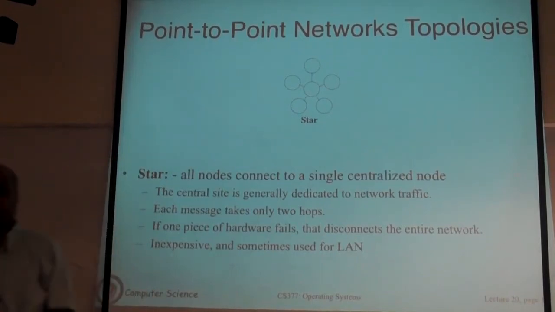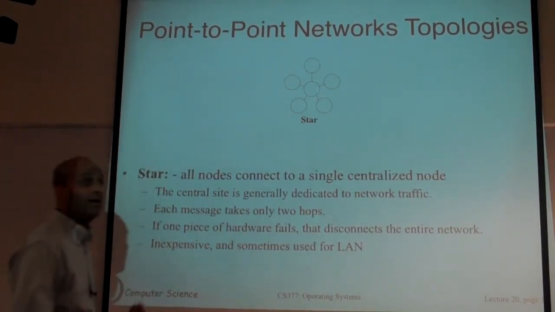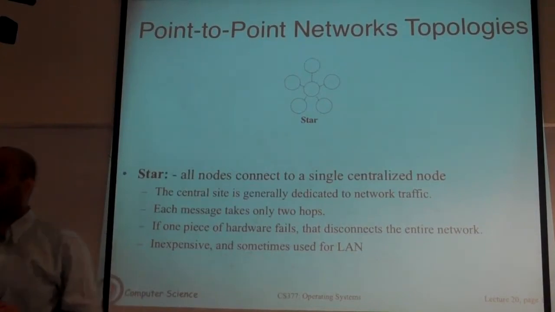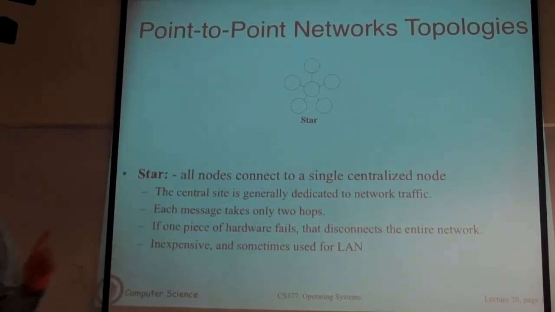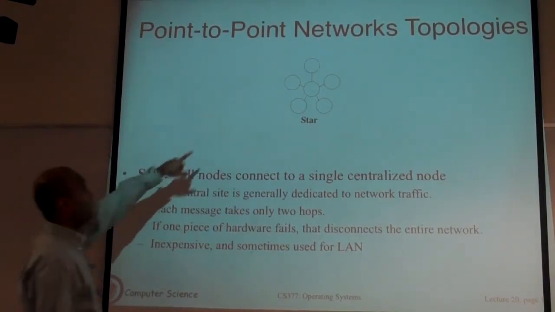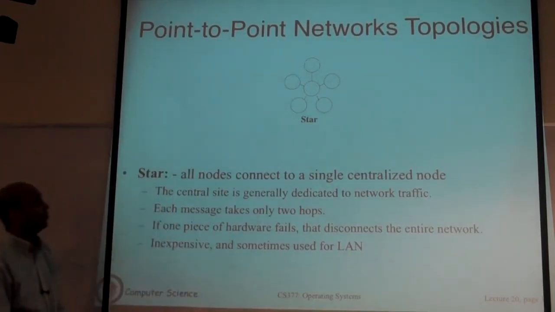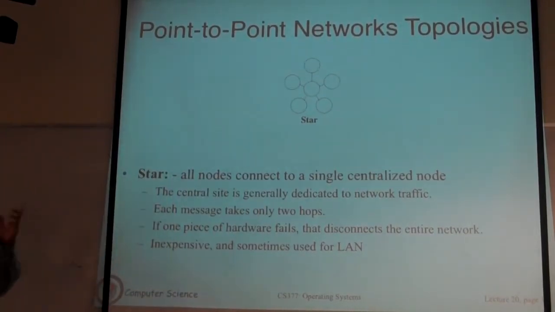The last topology for point-to-point is what is referred to as a star topology. In the star topology, there is a node in the middle, and all other nodes are connected to that node. So any node can send a message to any other node in this topology in 2 hops. At most 2 hops, where you send the message to the middle node and then it forwards it to the node that you are sending it to.